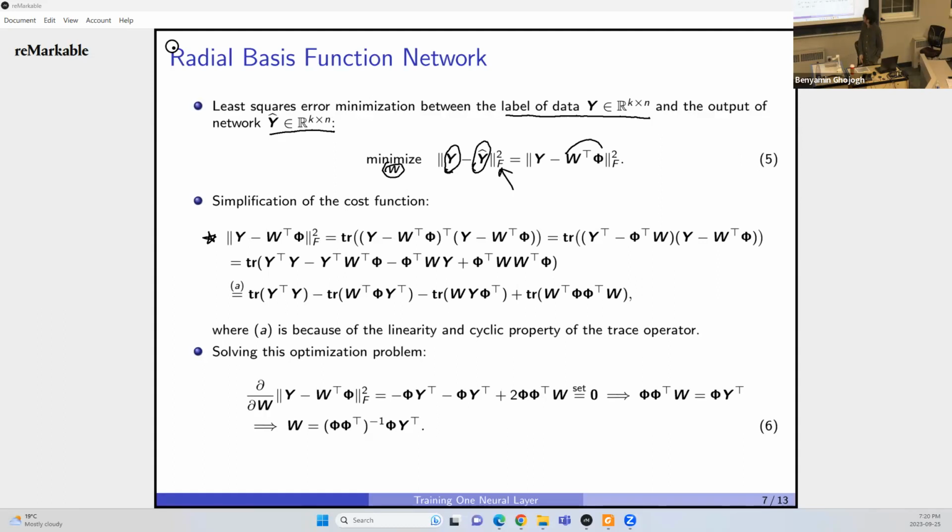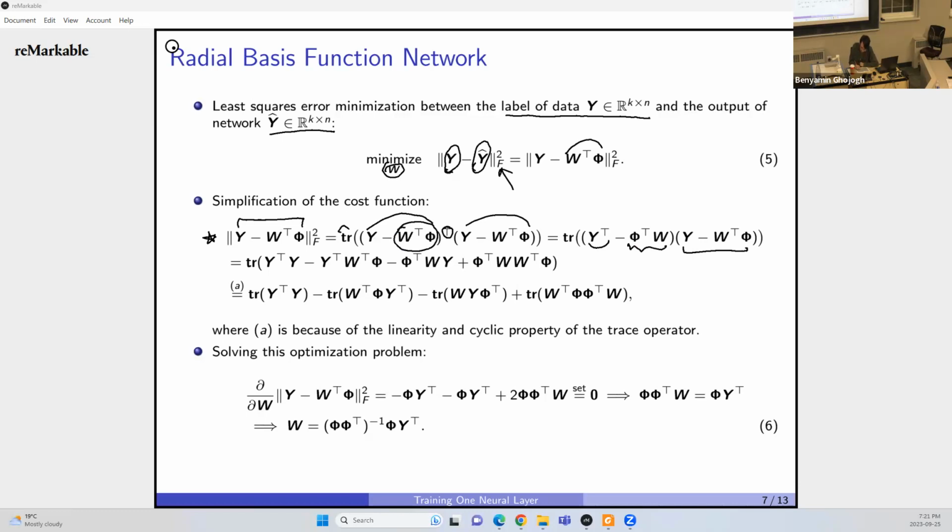Okay, first let's simplify this. What is the formula for the squared Frobenius norm? The squared Frobenius norm of a matrix becomes the matrix transpose times the matrix, but I need to have the trace because I need to make it a scalar, right? So the trace of this transpose this, which is here. Now I apply transpose on the elements of the parentheses, so it becomes y transpose and this one transpose. The order is reversed, so I had phi transpose W and the rest as this.